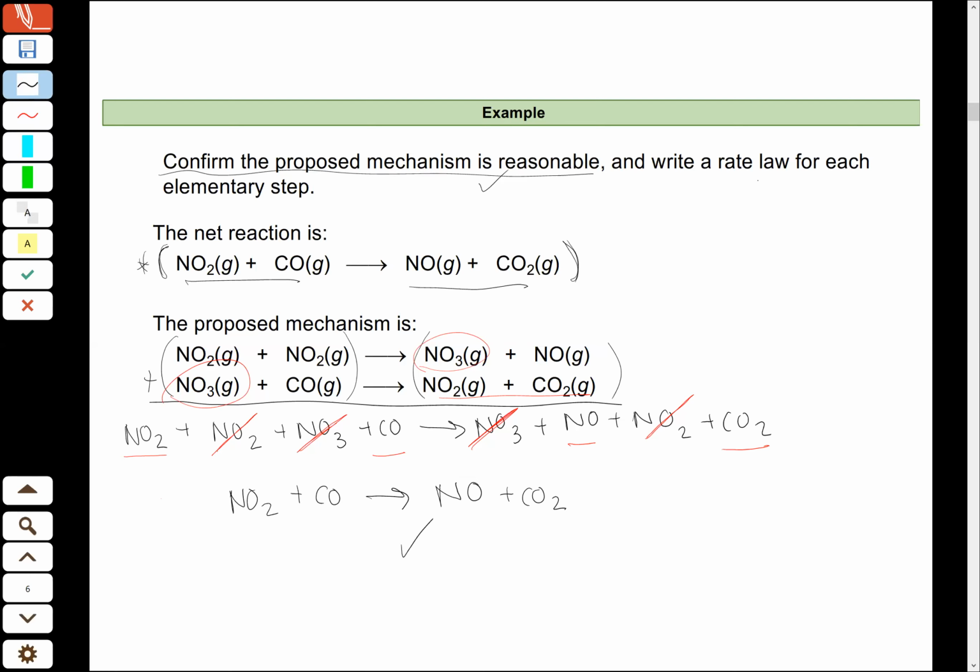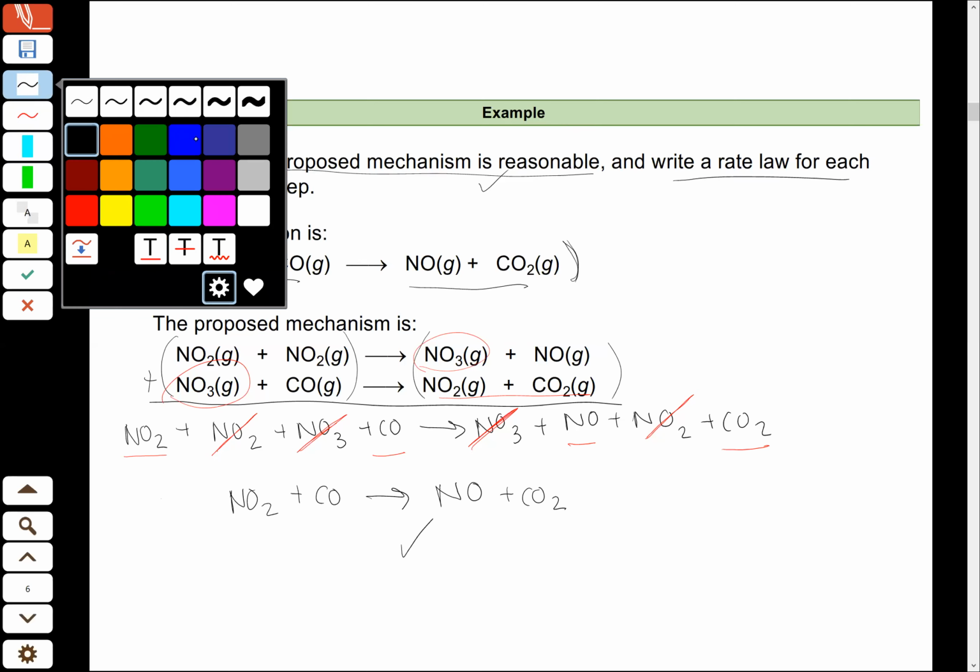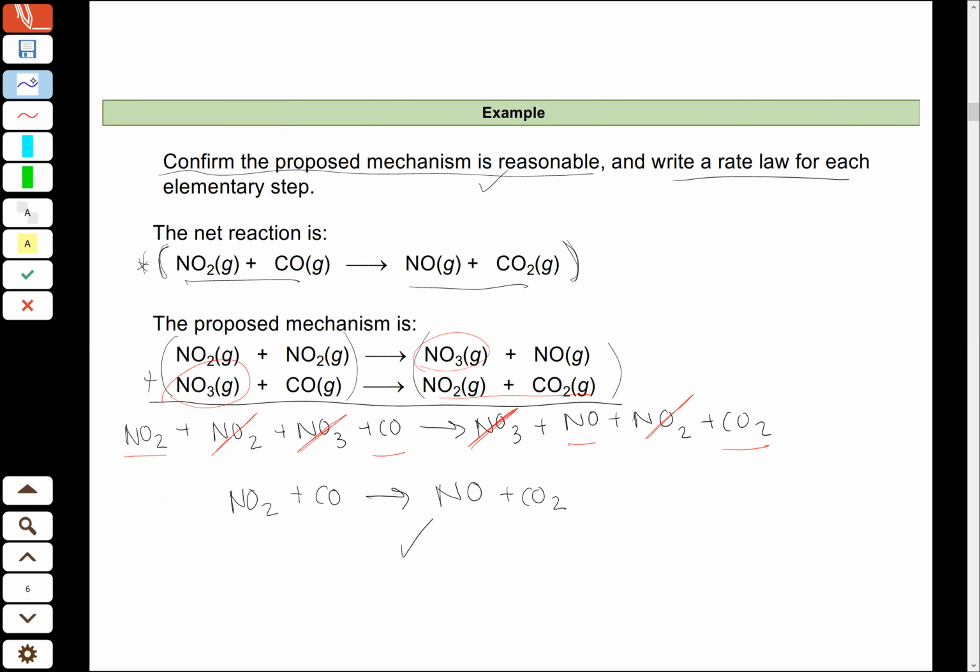And now we can get a little bit more practice with writing rate laws for each elementary step. So looking at our overall rate laws for each one, let's do step 1 first. Here's step 1, here's step 2.